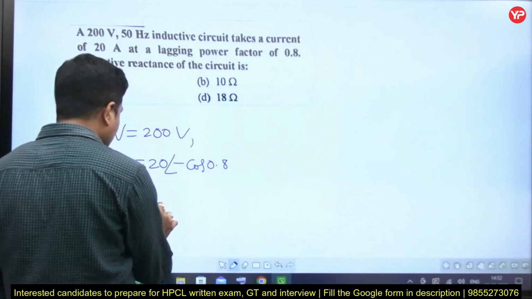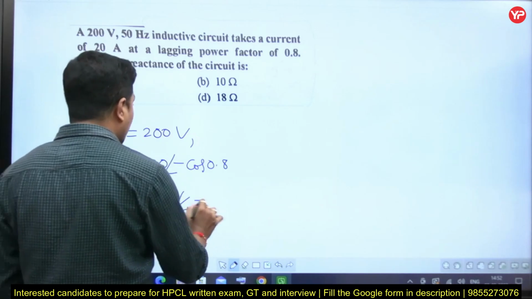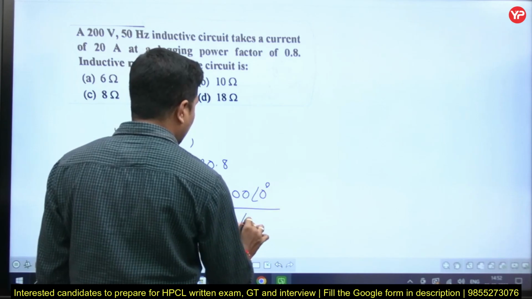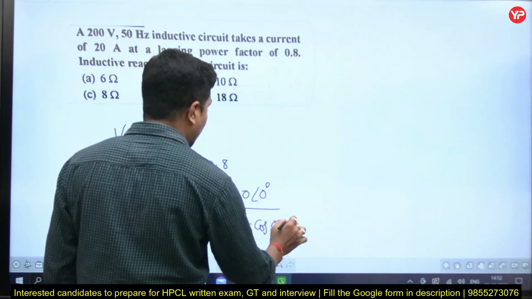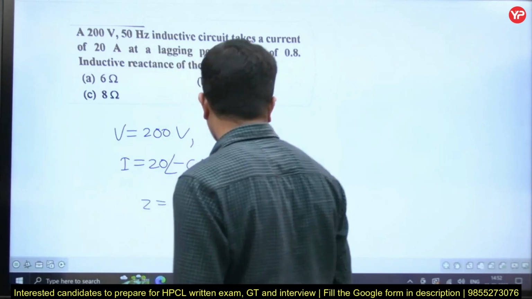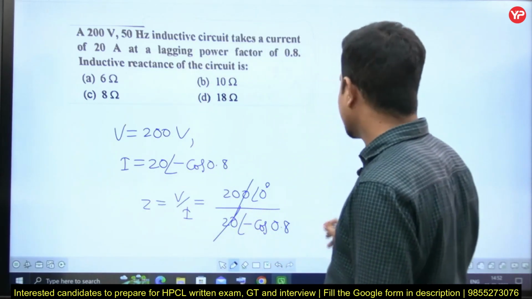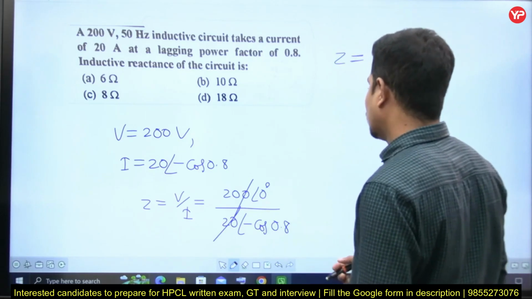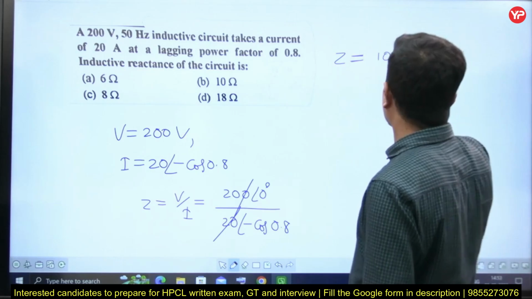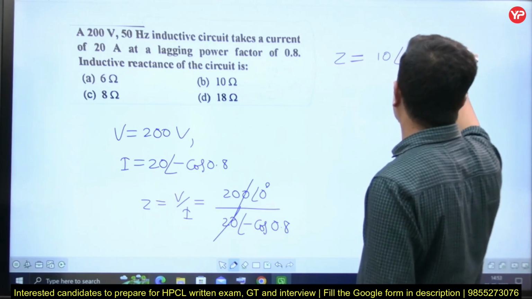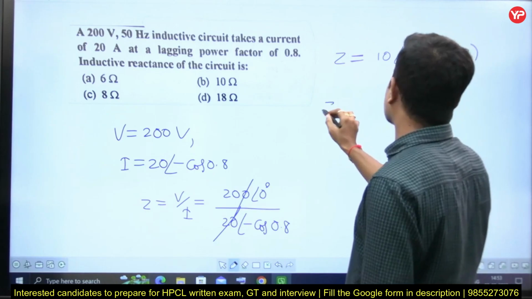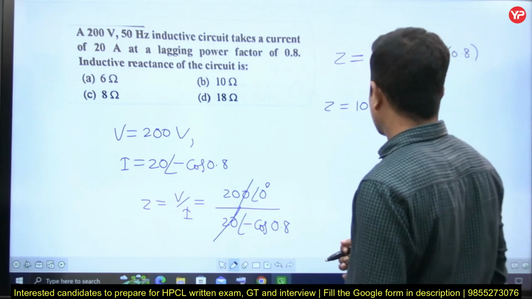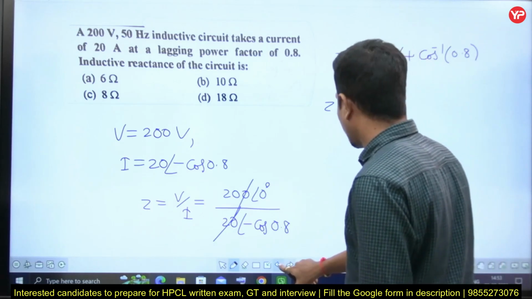Now what is Z? Z is equal to V by I, that is equal to 200 at an angle of 0 degrees by 20 at an angle of minus cos inverse of 0.8. This is gone. How many times is it gone? 10 times. So Z is equal to 10 at an angle of plus cos inverse of 0.8.